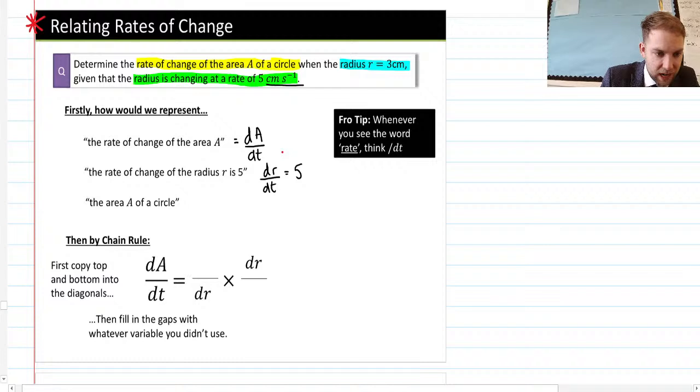And we also need to know the area of a circle. So the area of a circle is equal to pi r squared. Now, why do I need the area of a circle? It doesn't mention it up at the top, but it's because it says the rate of change of the area.